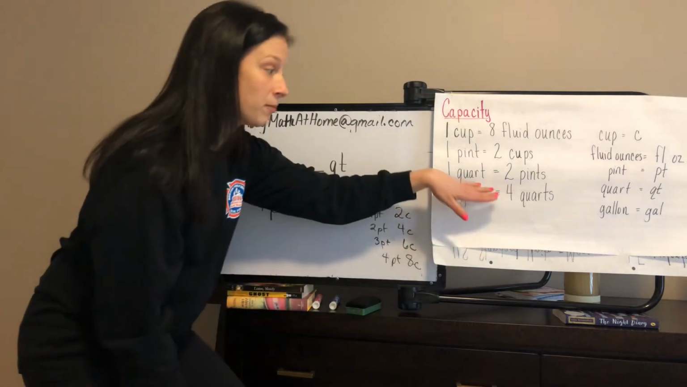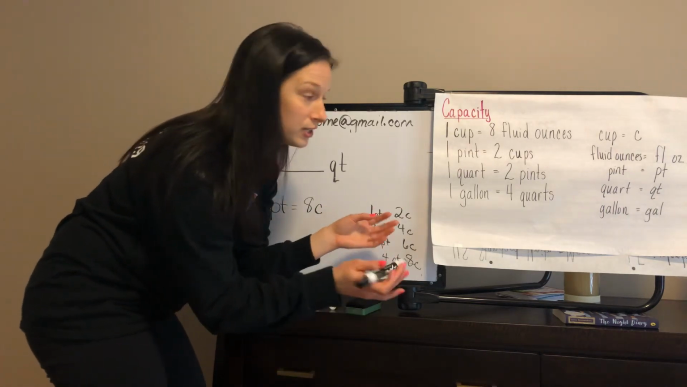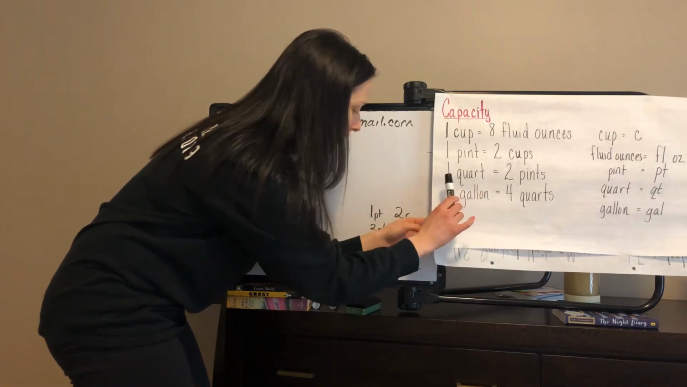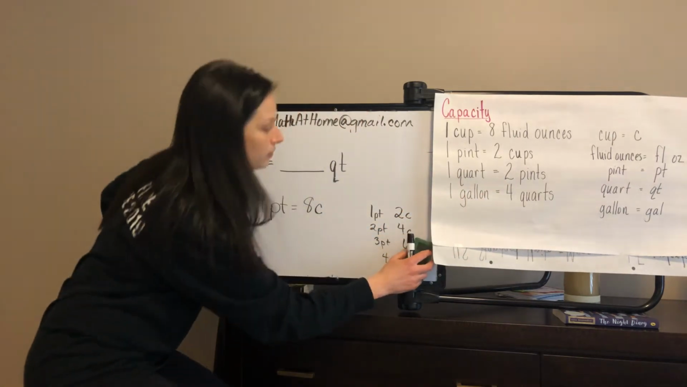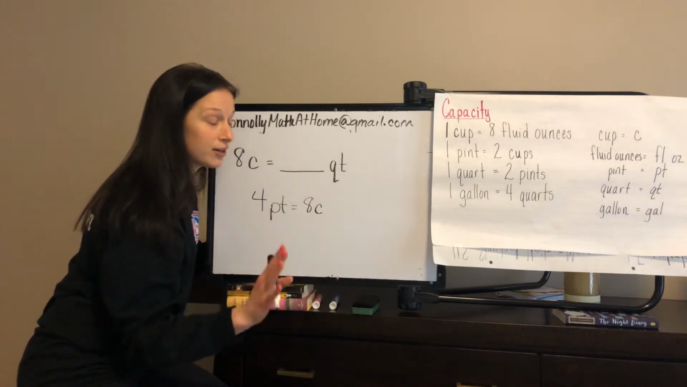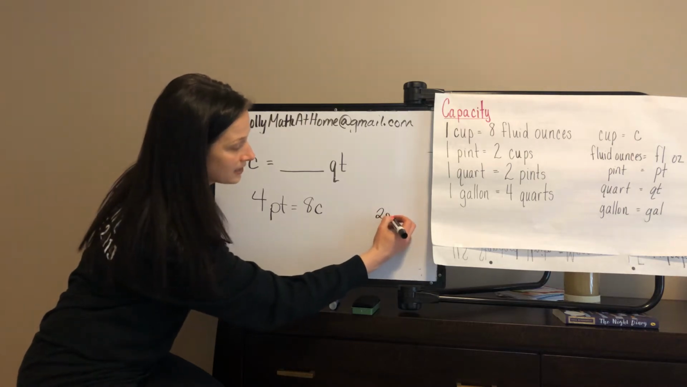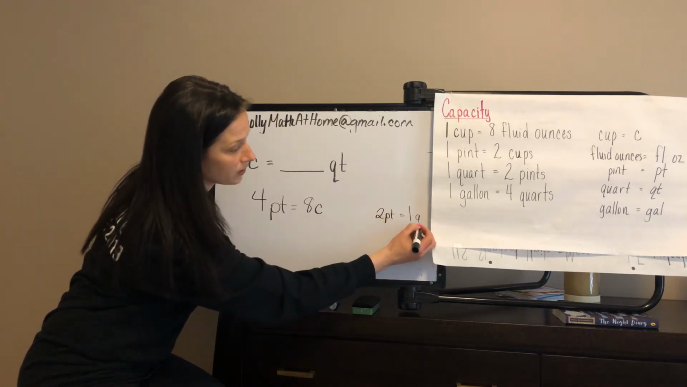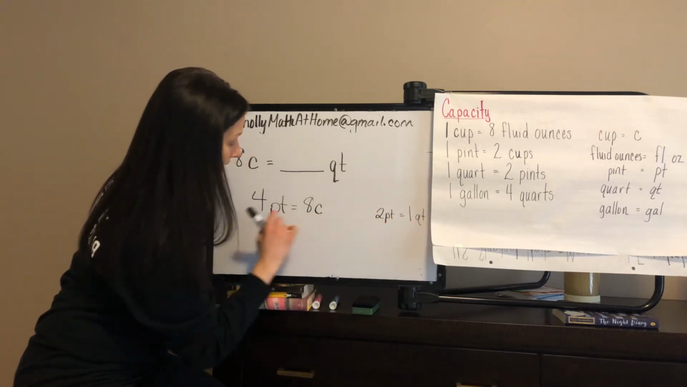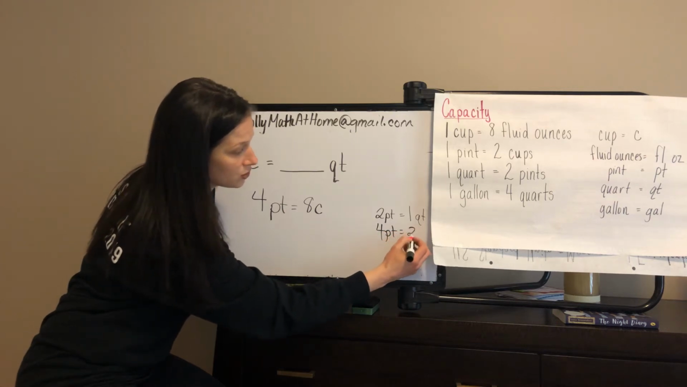So I come over to my conversion reference sheet, which you should have written down or taken a picture of so that you can keep track of this. And I know for every 2 pints, I have 1 quart. So you start yourself a new little table again, or you can work with division if you've already seen it. So I know if I have 2 pints, I have 1 quart. That's what my reference sheet says. So I know if I have 4 pints, I have 2 quarts.